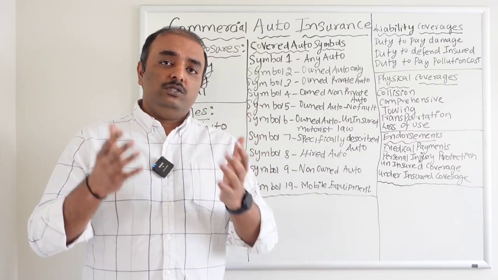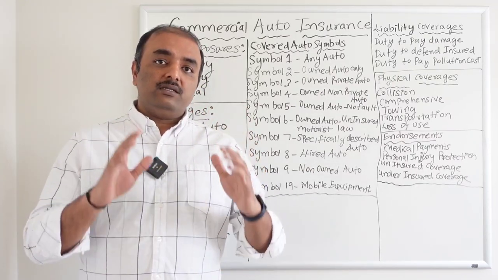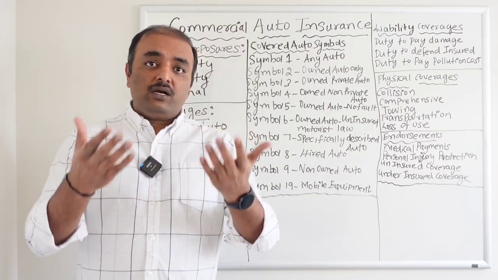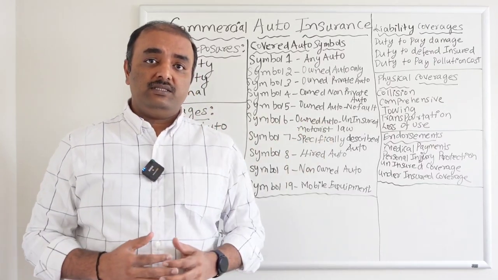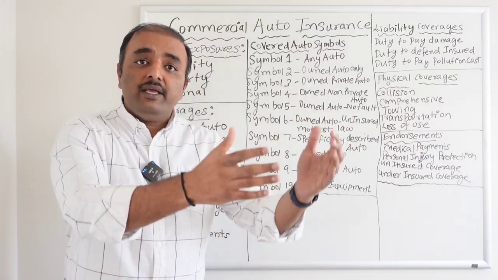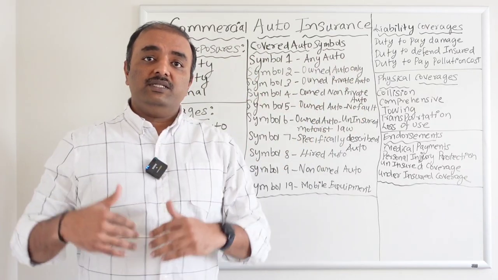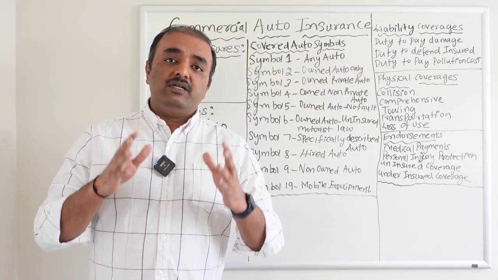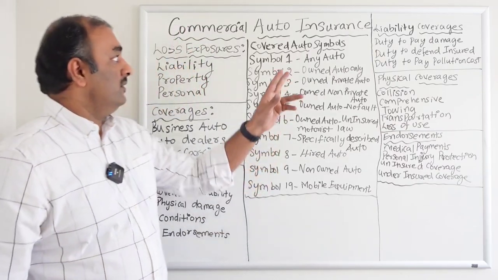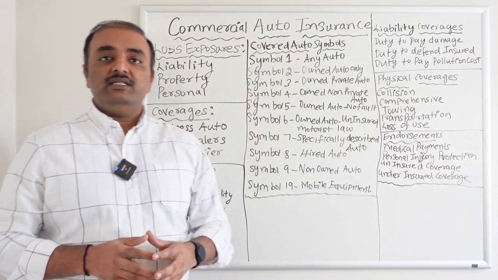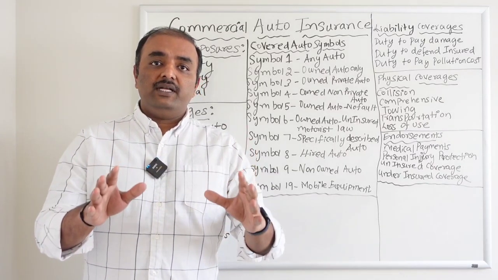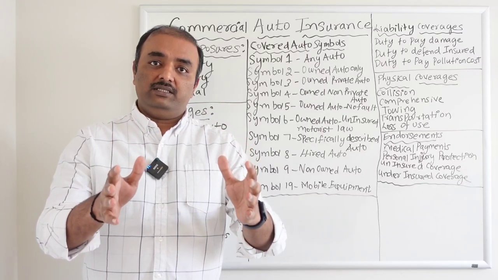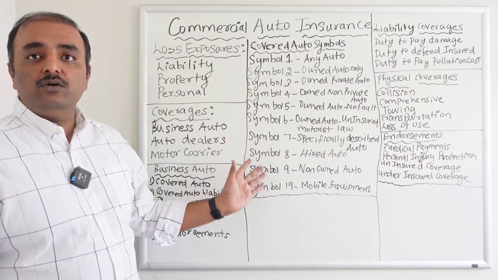You have a car and you use it for your personal reasons. But in commercial auto, you could have a car that you own yourself, or you could hire a car for your business purpose, or you can have an employee who is using his own car for your business purpose. So what they have done is they have come up with coverage symbols. If you use coverage symbol 1, it means your commercial auto will give coverage to any car that gets damaged during your business operations. So there is a different list of symbols that we will go through shortly.